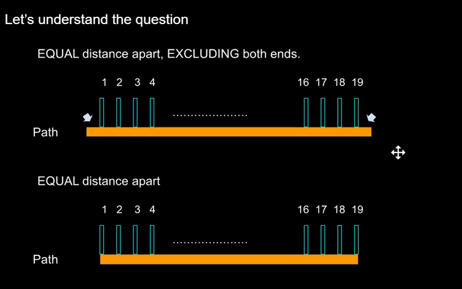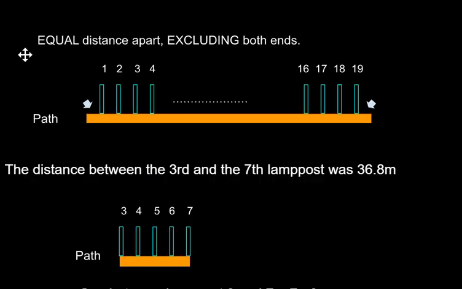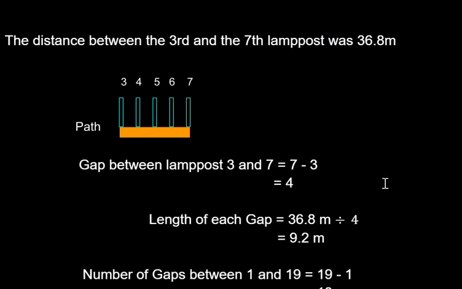Okay, so now we understand the question. Let's start to solve the problem. The question says equal distance apart excluding both ends, so this is the diagram that we'll be using. The question says that the distance between the third and the seventh lamppost was 36.8 meters. So this is the path, the third and the seventh lamppost. The distance here is 36.8 meters.